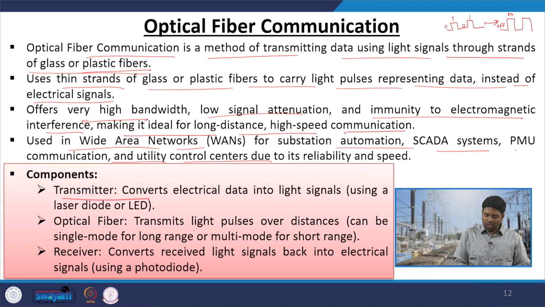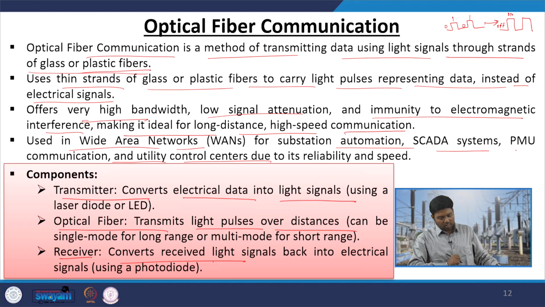Components: the transmitter converts electrical data into light signals. Then you have optical fibers that transmit light pulses over distances. Then you have the receiver that converts the received light signals back into electrical signals.